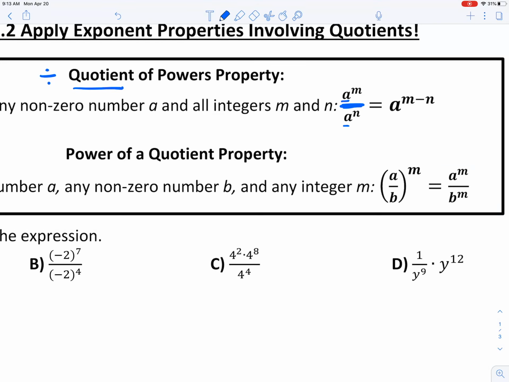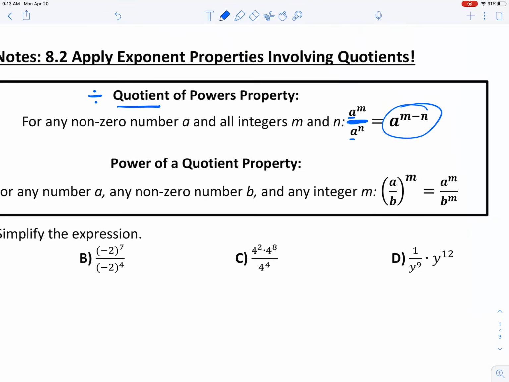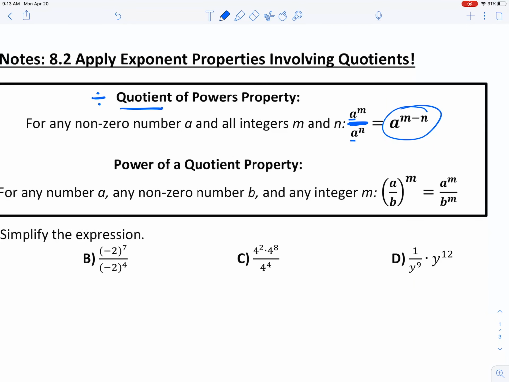If you're dividing two powers with the same base, notice both of these have the letter A, then it's the same as subtracting the exponents. So what I mean by this is, if we have x to the fourth divided by x to the first power, it's really like saying x to the 4 minus 1, which is x to the third.